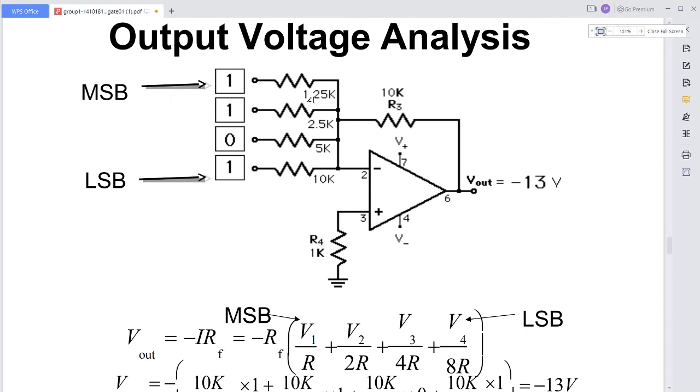For the MSB, I am taking one resistance, that is 1.25 kilo ohm. This is R. Next one is 2R. This is 4R, and this is 8R. So by choosing the first R only, we can go for choosing the remaining three resistors, and we are choosing the feedback resistance as 10 kilo ohm.